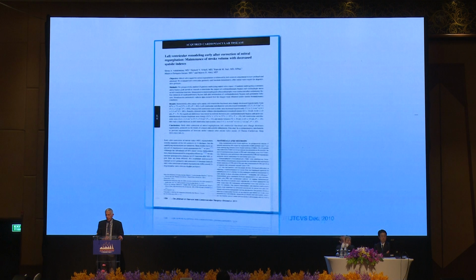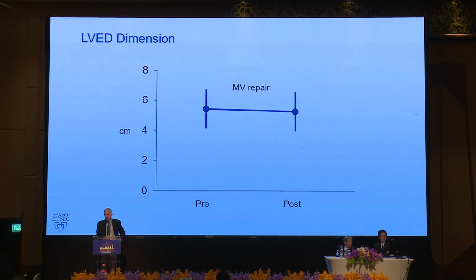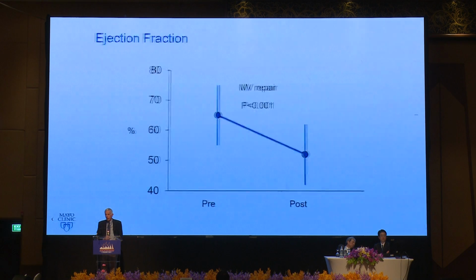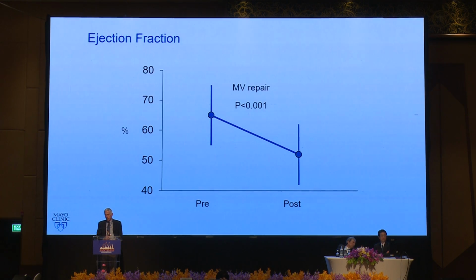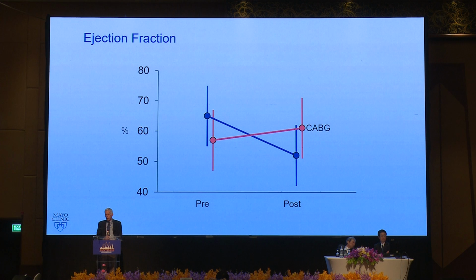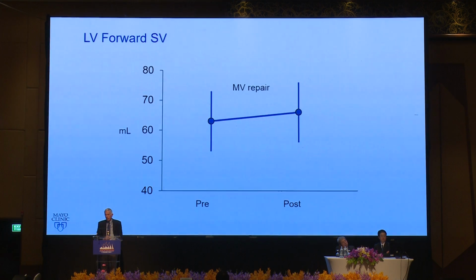And we've looked at that in patients after mitral valve repair. Immediately after mitral valve repair, there's no change in end-systolic dimension, or very little when you come off bypass. I mean, it's still an enlarged ventricle. But you do have a reduction in ejection fraction, and that's not due to poor myocardial protection, because if you compare it to patients that have bypass surgery, there's a slight increase. But there's an increase in stroke volume. So when you correct regurgitation, you may notice a decrease in ejection fraction, but that has nothing to do with the pump function.